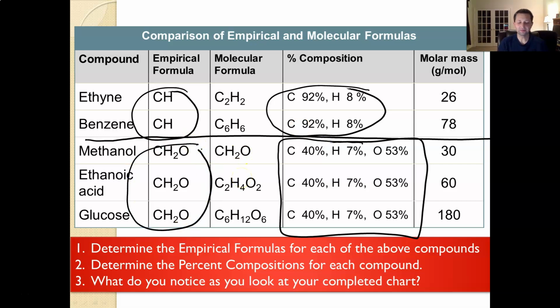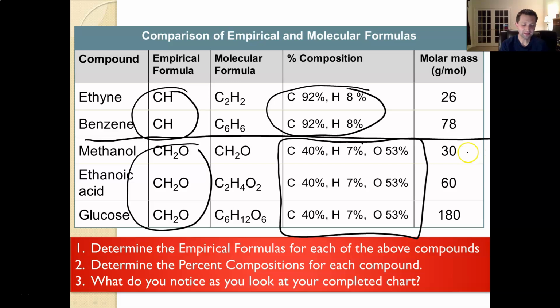So as you look at the completed chart, we end up with similar empirical formulas having the same percent composition. So just because something's 40% carbon, 7% hydrogen, 53% oxygen, doesn't mean it's methanol. It could be any multiple of methanol, all the way up through glucose, or even potentially things larger than that.